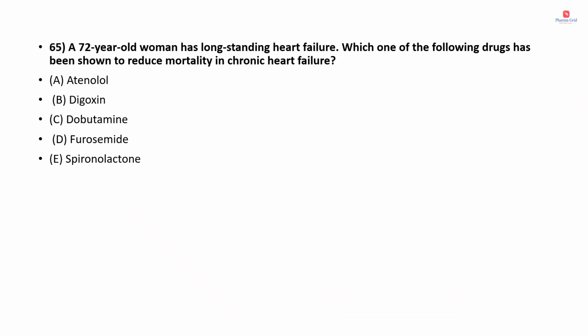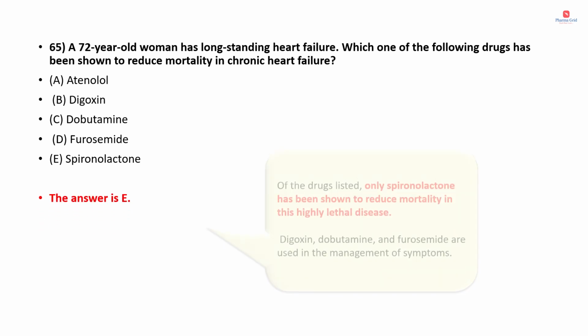Question number 65. A 72-year-old woman has long-standing heart failure. Which one of the following drugs has been shown to reduce mortality in chronic heart failure? The options are atenolol, digoxin, dobutamine, furosemide, spironolactone. So here the correct answer is option A, that is spironolactone. It is a potassium sparing diuretic.